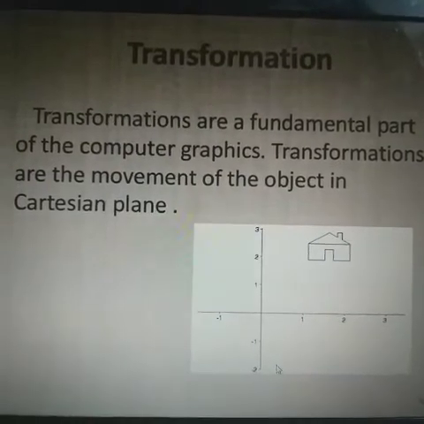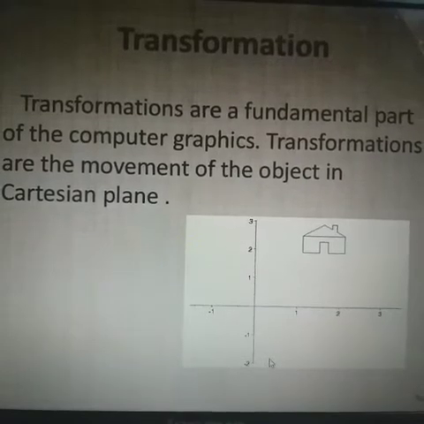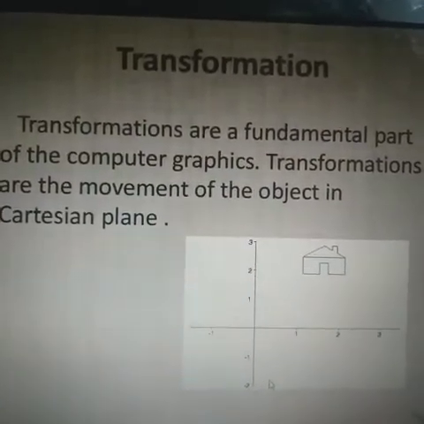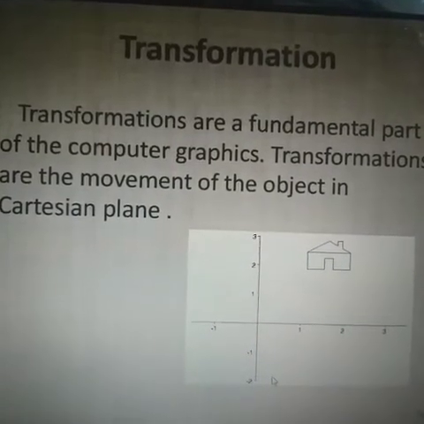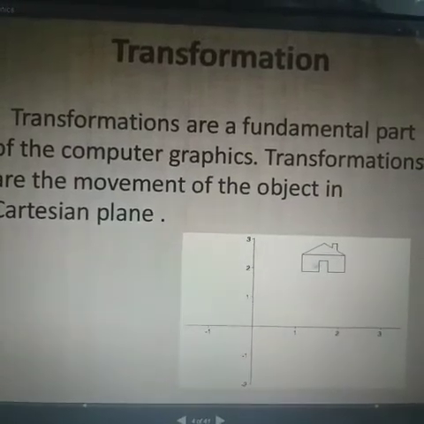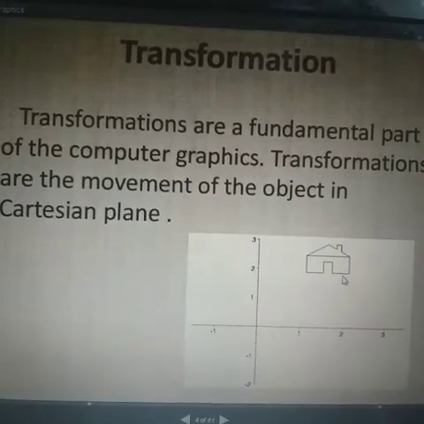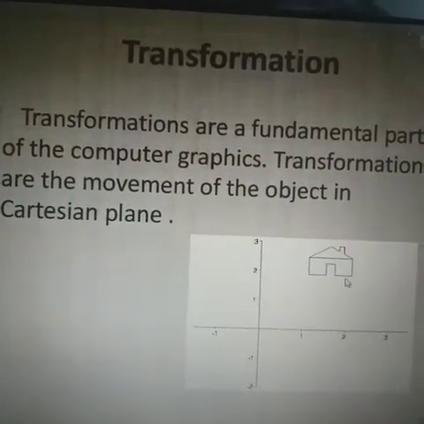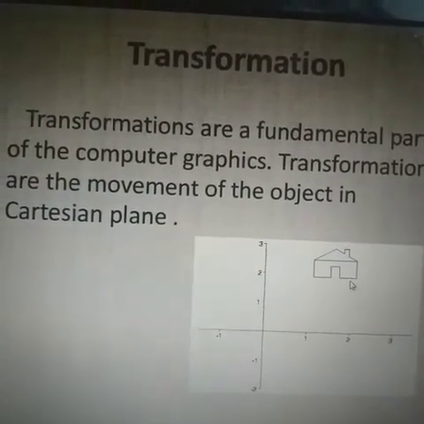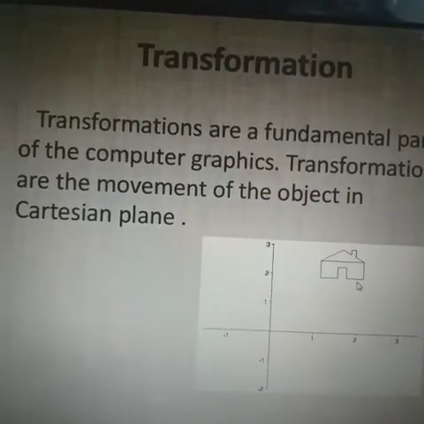First of all, we need to know what transformation is. Transformations are a fundamental part of computer graphics, and transformations are the movement of the object in the Cartesian plane. For example, if we have any object in the three-dimensional plane, we can rotate this object, we can scale this object from smaller to larger, we can shear this object according to an angle, or we can reflect this object as a mirror reflection.